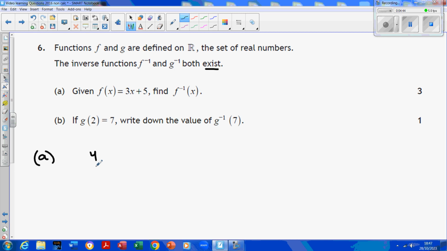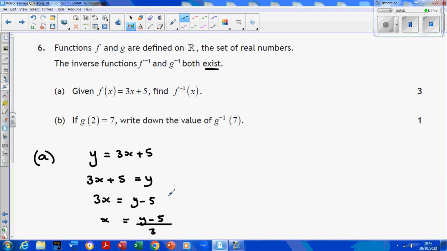So we write down y is equal to 3x plus 5, and we swap it around so that we've got x equal to something. So 3x plus 5 is equal to y. Take 5 away from both sides, so y minus 5, and then x is equal to (y minus 5) divided by 3. Now we want this in terms of x. So we do f inverse, but we want it in terms of x. That's the answer sitting there. So that becomes f inverse of x equals (x minus 5) all divided by 3.